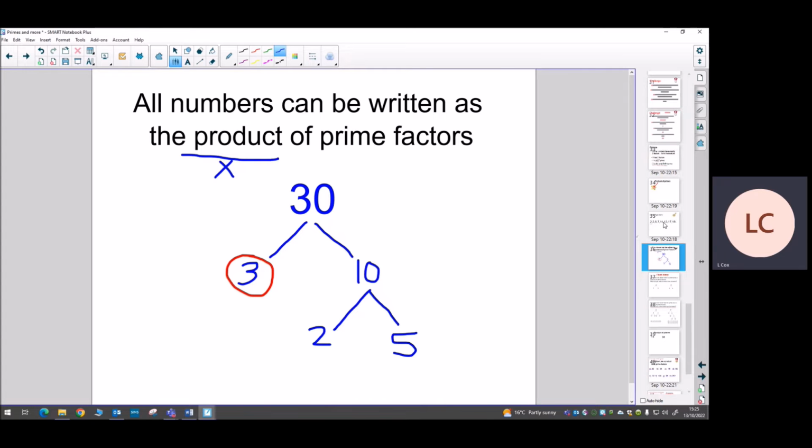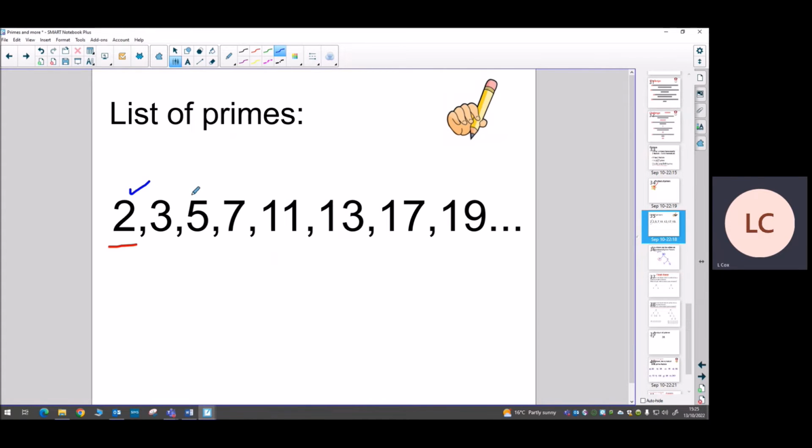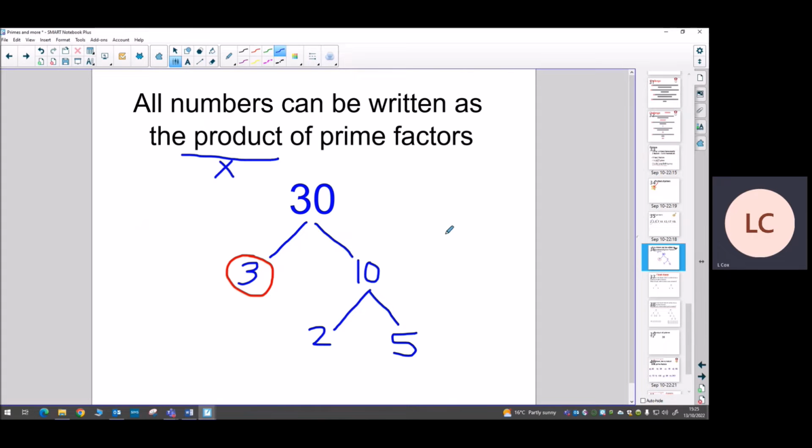I'm going to check my list. Is 2 a prime number? Yes. Is 5 a prime number? Yes. So they are both prime numbers, so they go in circles. What is the answer? The answer is 2 times 3 times 5. So I just did these in number order, numerical order. It says the product of primes. So 30 as a product of its primes is 2 times 3 times 5.